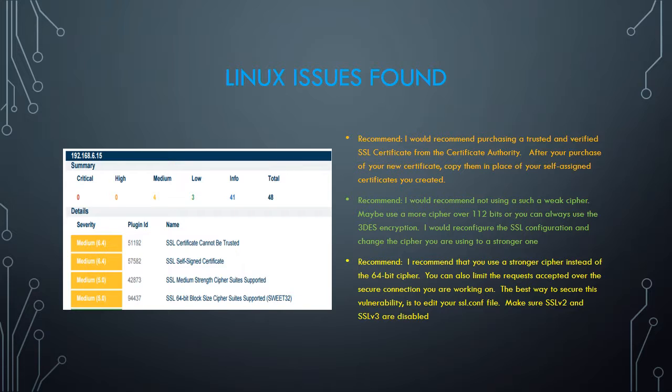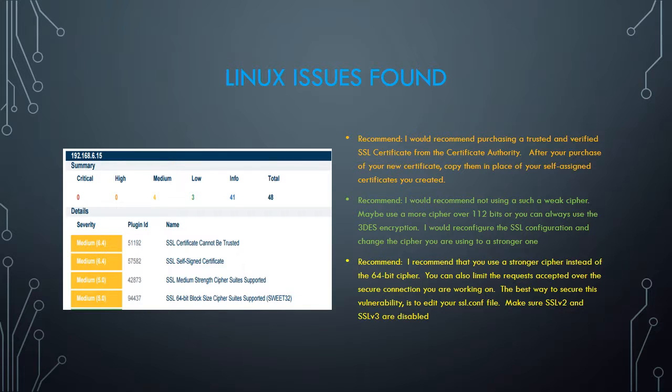So I would recommend purchasing a trusted and verified SSL certificate from the certificate authority. And then, of course, after purchasing the certificate, you copy and paste it in place of the self-assigned certificates that you created on the Linux box. That should take care of both of these problems for you. The next issue I found was the SSL medium strength cipher suite support vulnerability.